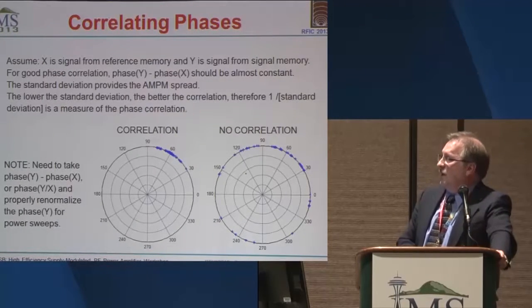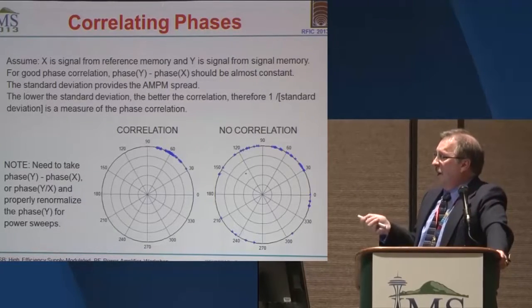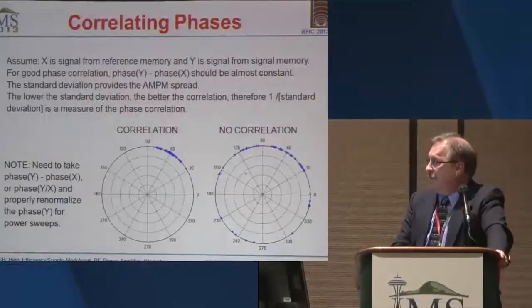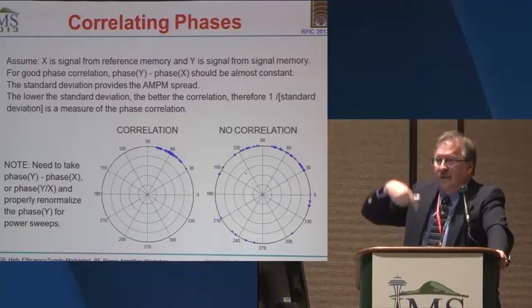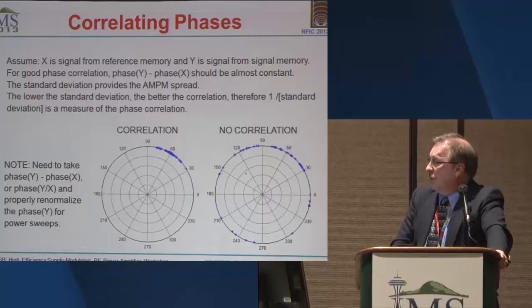And this goes into some of the issues with correlating phase. If I get a good correlation, I'll get a cluster of phasing like this. If I have poor correlation, it'll spread out much more quickly than the magnitude will. And again, this is because of the nature of the phase going through 360 quite often.